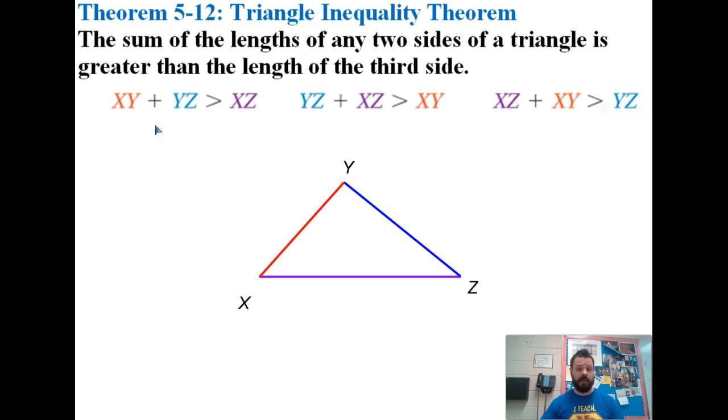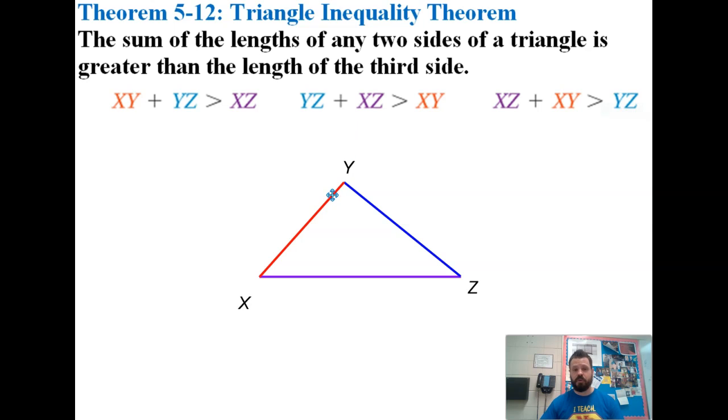If I look at all the combinations of two sides added together, such as XY plus YZ, here's side XY, here's side YZ, those two sides added together have to be bigger than ZX. Okay, and the other parts are just different combinations of those sides.